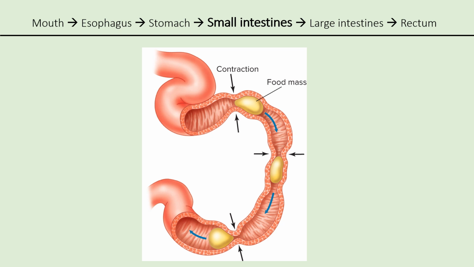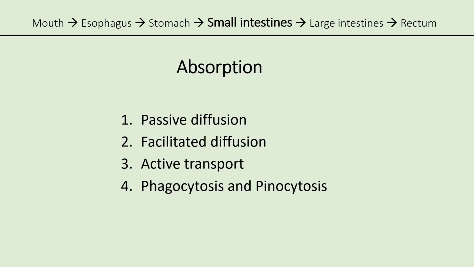Okay, let's continue with the small intestine. So we talked a lot about those villi, those microvilli in the last presentation. I want to orient you. So we're still in the intestines, and I told you that the major function of the small intestine was to absorb nutrients into the body. So how exactly does that happen?